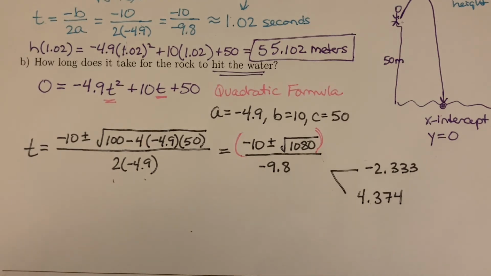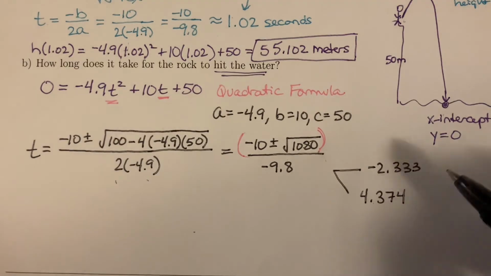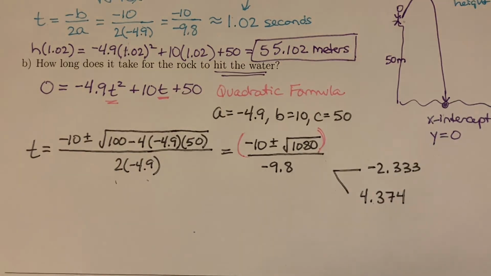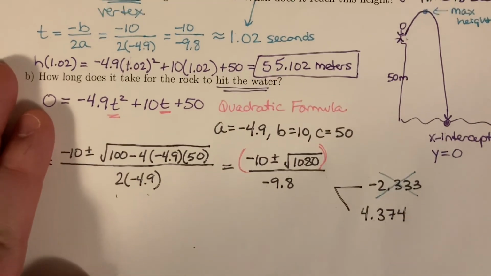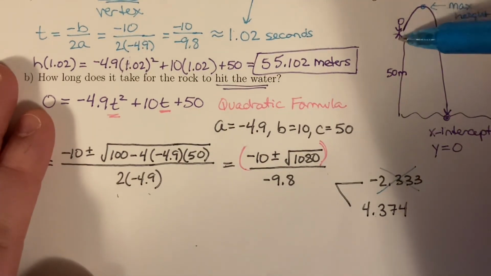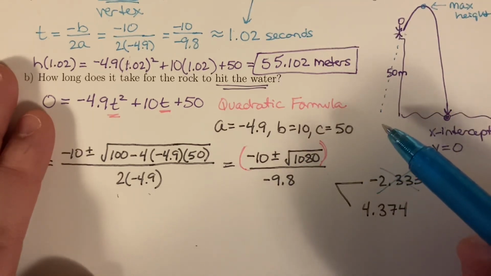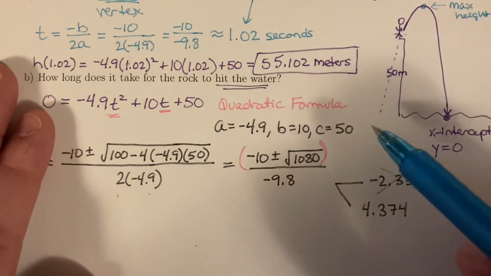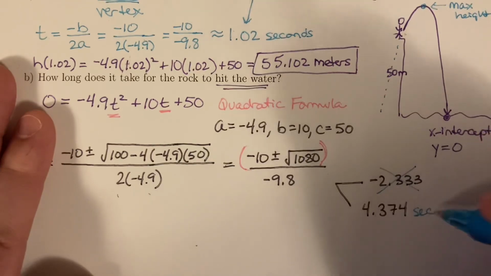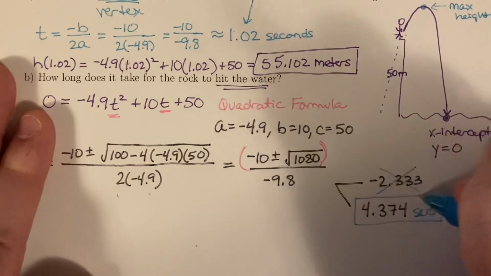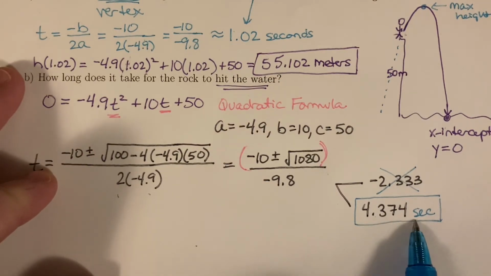So what in the world is this? We were supposed to answer how long does it take for the rock to hit the water? And we found two answers. The negative answer we don't need. Really what this means for the picture is that, like, if we traveled back in time, there would be another x-intercept down here. But I'm not traveling back in time before I got on this cliff. So we only want the positive answer, and it's in seconds. So the rock will hit the ground after 4.374 seconds.